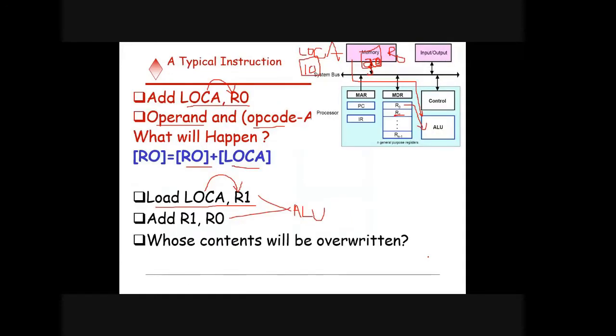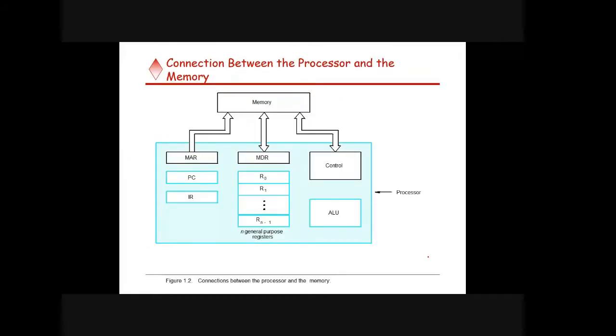Okay, that is the details regarding the typical instruction. Then we'll move on to the next part. So this is the complete structure of the processor. Already you know that the memory unit is outside the processor, and inside the processor you have different registers like MAR, MDR, PC, IR, and the general purpose registers, ALU, and control unit. You have seen this diagram many times, but again, this is very, very important.